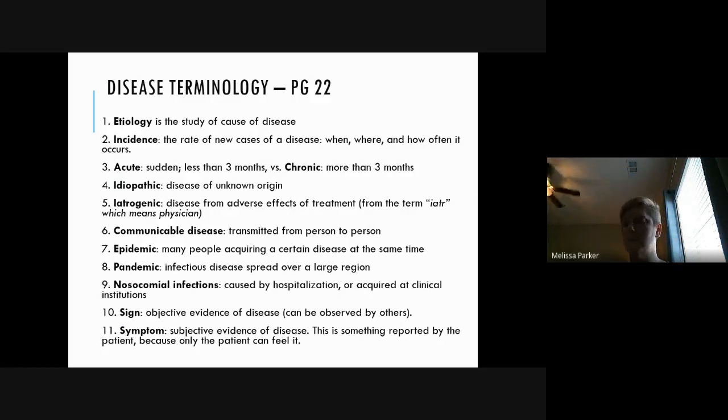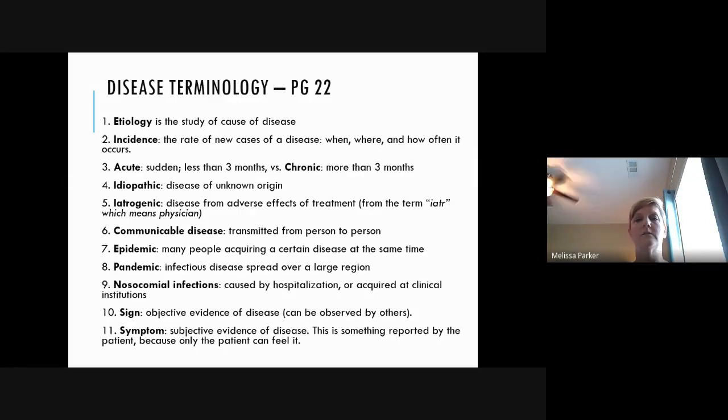Okay, so disease terminology, you guys should know each and every one of these by definition. So etiology, this is the study of the cause of a disease. So what causes the disease? If somebody has cirrhosis of the liver, then the etiology may be alcoholism, or it could be related to hepatitis or something to that effect. But the etiology is what is causing the liver failure or the cirrhosis.